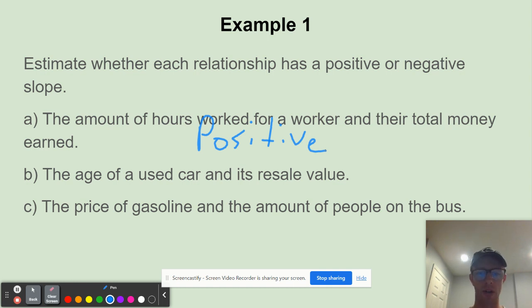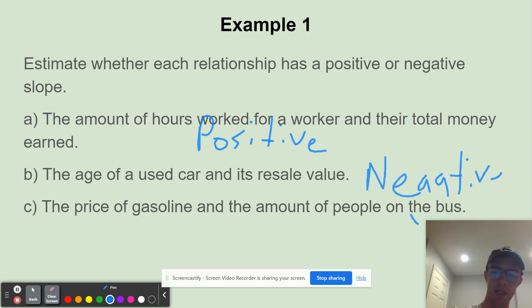B, the age of a used car and its resale value. So this, you have to have a little bit of real life understanding of the world here. As your car gets older, does the car get more valuable or less valuable? Typically, it gets less value. I buy a new car, I drive it around for a little bit, it gets beat up, so the value goes down. This is going to be a negative slope. Now, you could make an argument that there are some exceptions to this rule, and I'm okay with that argument.